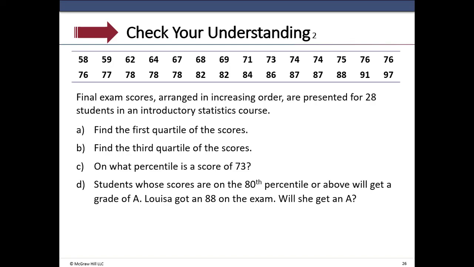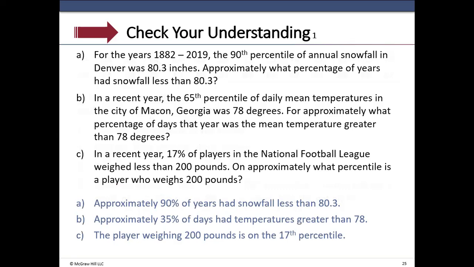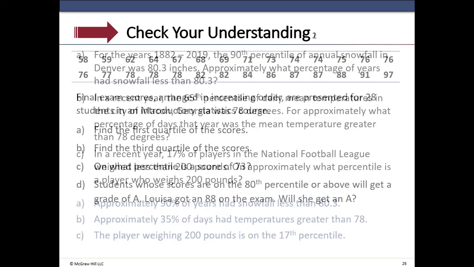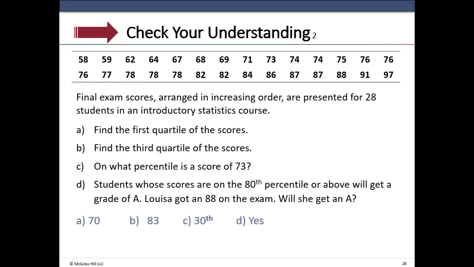So stat, calc, 1, list is L1, calculate. What is the first quartile? Q1 is 70. That means 25% of the numbers are below 70. Okay. Third quartile, Q3, is 83. That means 75% of the numbers are below 83.